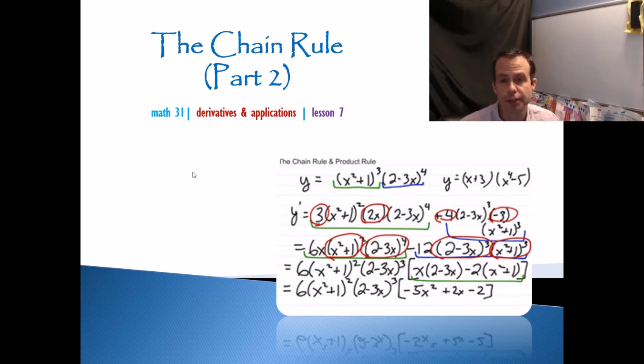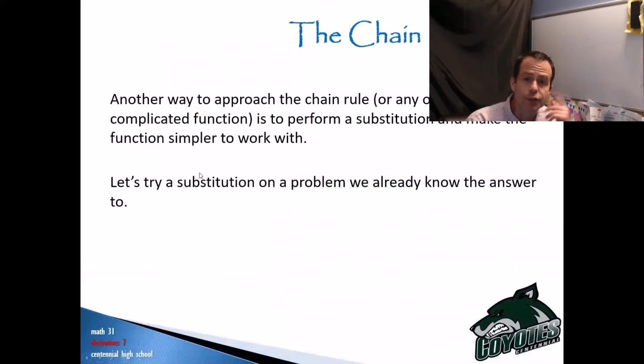And that strategy is called u substitution. So I want to start with that, and then we'll add in our layer of complexity. Another way to approach the chain rule or any other complicated function is to perform a substitution and then make the function simpler to work with. Let's try a substitution on a problem we already know the answer to.